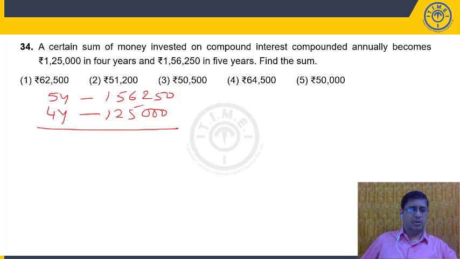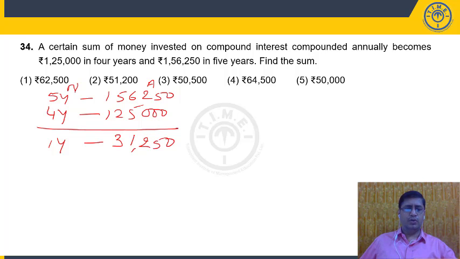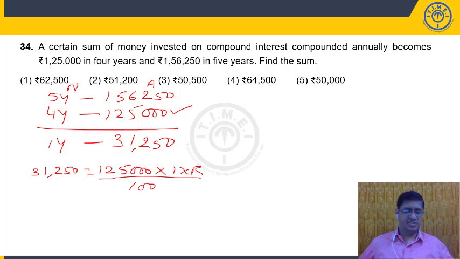Compound interest compounded annually. If you observe, the difference in the time period is 1 year, and this is the amount and this is the time period. So what is the difference in the amount? It is 31,250. So 31,250 is the interest on the previous value. On 125,000, the interest is 31,250 for 1 year. So what is the rate of interest? Now 31,250 is equal to 125,000 into 1 into R by 100. For 1 year, the interest is the same. Now simplify this. Now what is the cancellation?